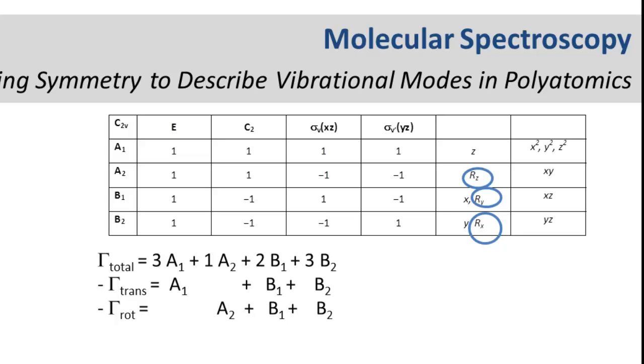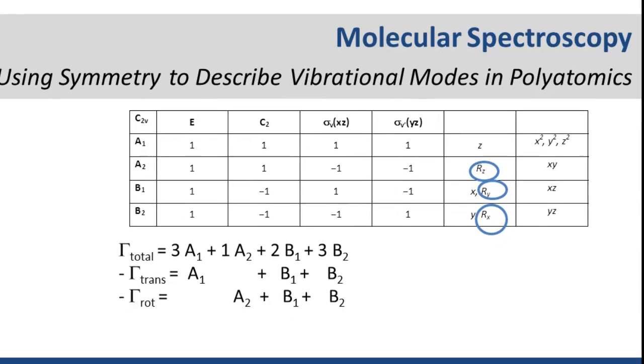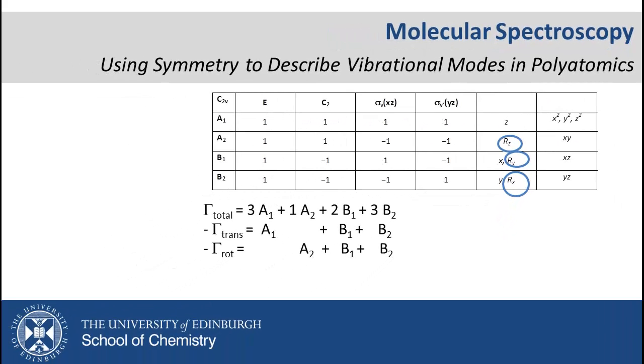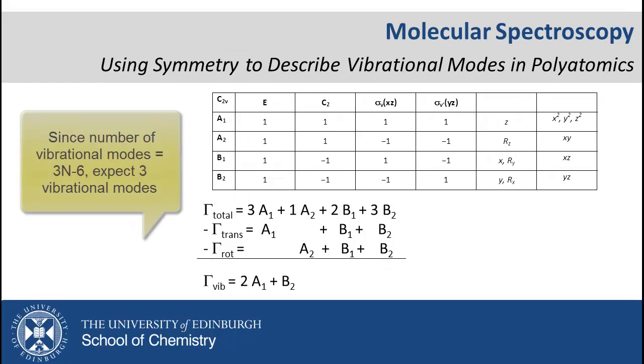Note here that if there were 2 translational or rotational movements for a particular irreducible representation, we would only subtract it once. So for example, if X and Y are in the same line, we would only subtract that once. Once these are subtracted, we are left with the vibrational motions, and we can see that we have 3 modes as expected, 2 A1 and a B2.